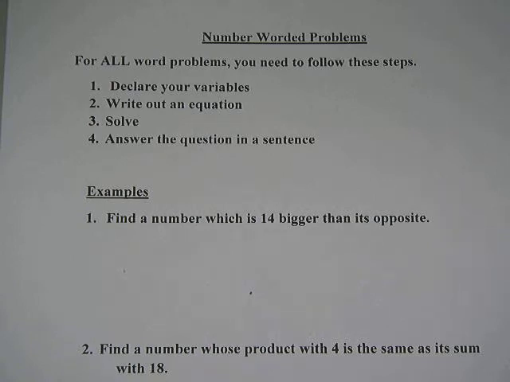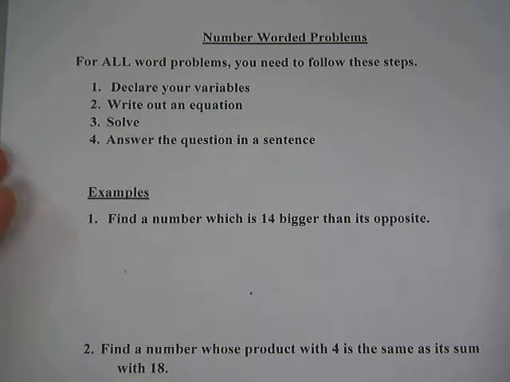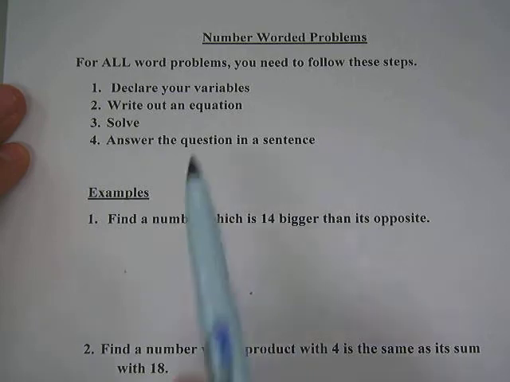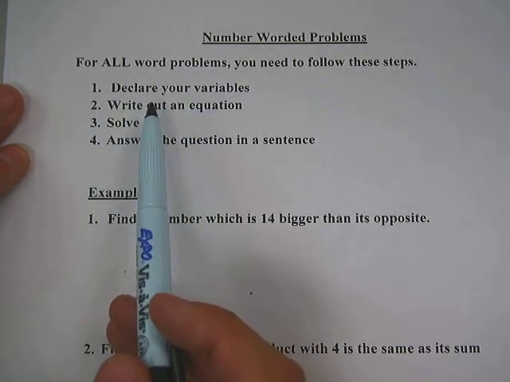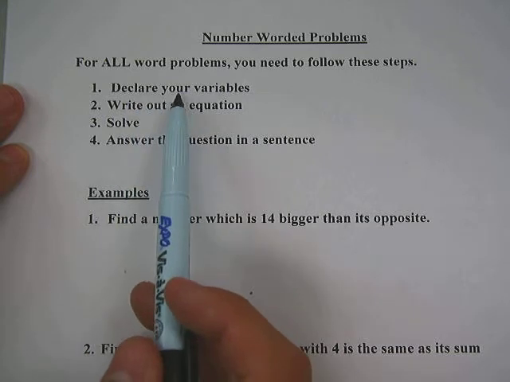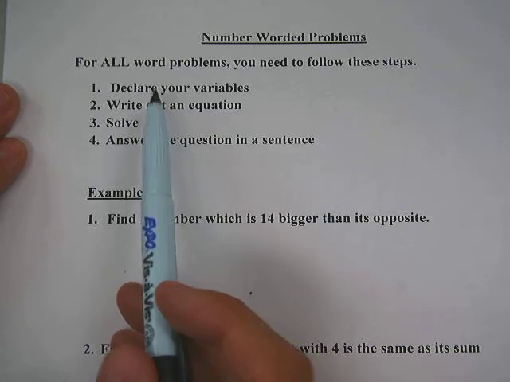Today let's talk about number word problems. Now before we get into it, we're going to follow four basic rules when we solve all these word problems. One is we're going to declare a variable. So we're going to define what our variable means. If we're going to use the letter x, I'm going to know what x means.